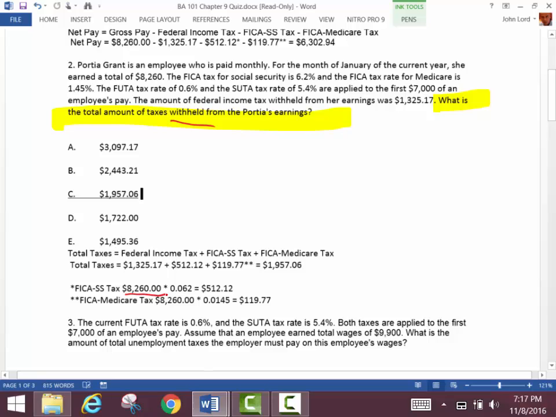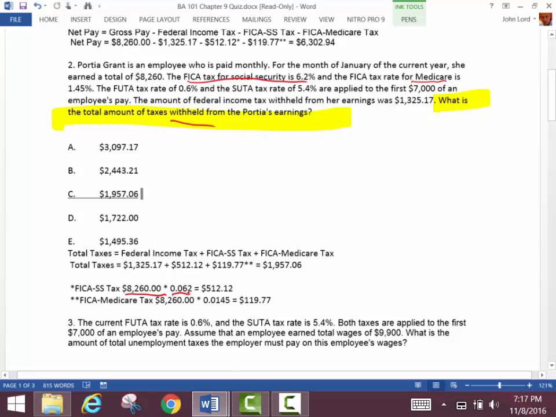8,260. Okay, and then the FICA tax is 6.2%, and it's 1.45% for Medicare, right? Is the employee going to pay their share of that? The employee pays both of those, don't they? So we pick both of those up.